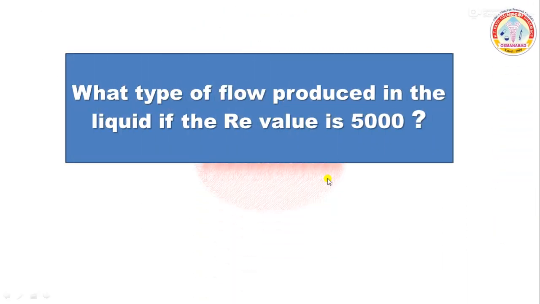Okay, if you understood the whole concept of this Reynolds number, you should be able to answer this question. What type of flow is produced in the liquid if the Re value, that is the Reynolds value, is 5000? Okay, think and comment the answer in the comment box.